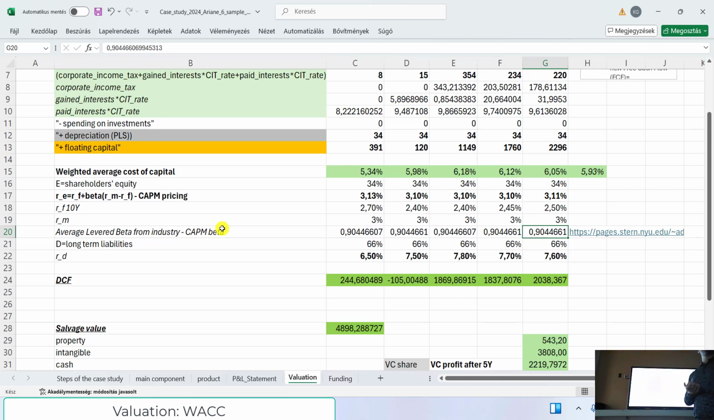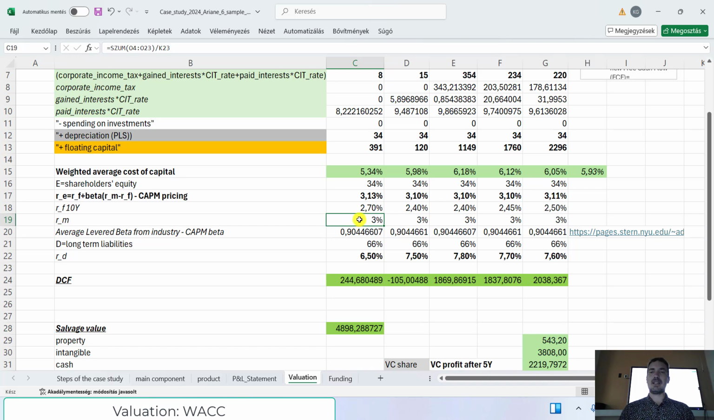Unfortunately for beta, we don't have any further numbers, so we should keep this one constant. I cannot modify this. It would be nice to have some forecasts in this field, but okay, this is the best we can have here.